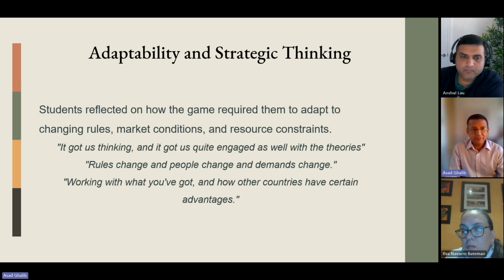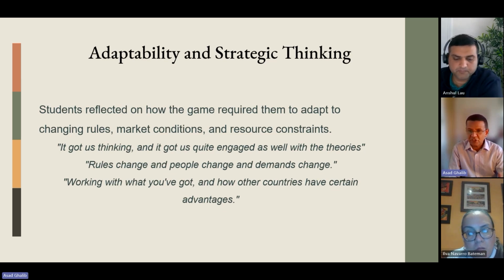Yes, and this links on to the previous one. They have to adapt very quickly and rapidly to the changing rules in the room, and they have to think in a very strategic manner, and this engages them with the different concepts as well. Yes, the last point, interesting, working with what you've got and how other countries have certain advantages. So over time, during the process of the game, they tend to realize that other countries have more raw materials, which is a paper which has been given to them. So this is what is coming out in the discussions as well.